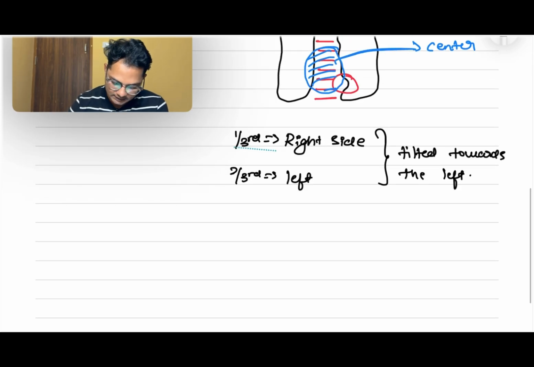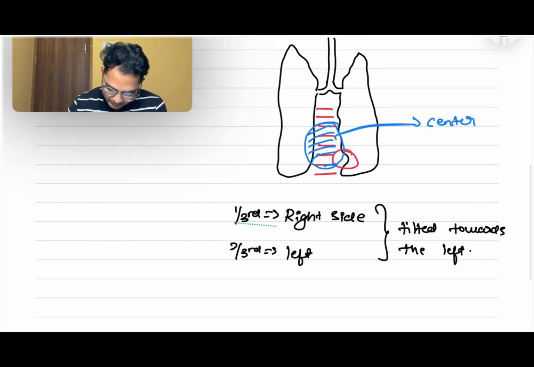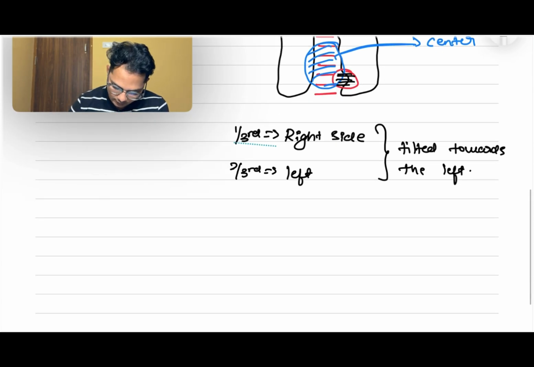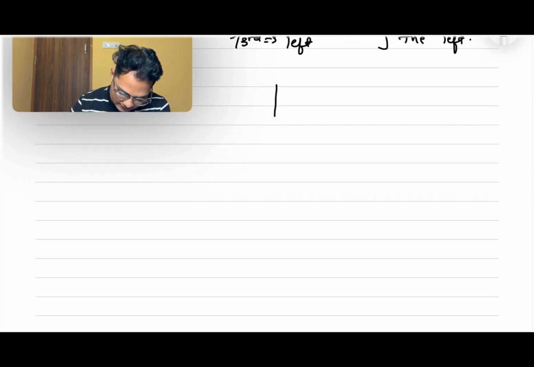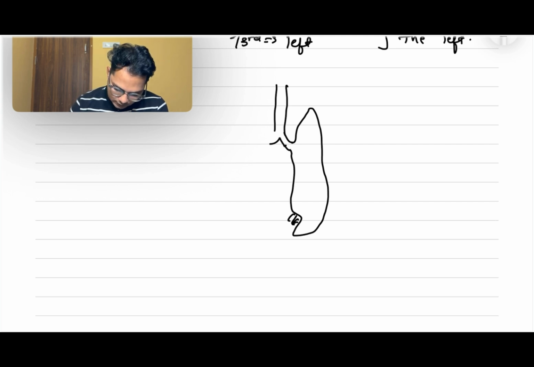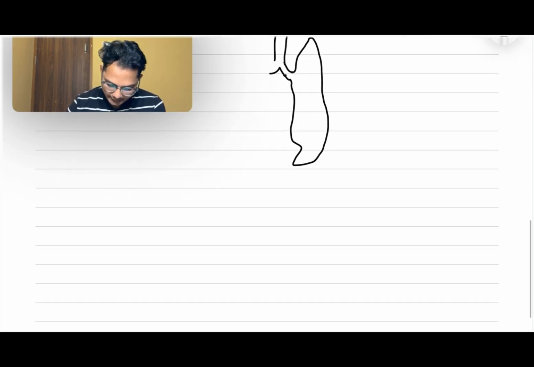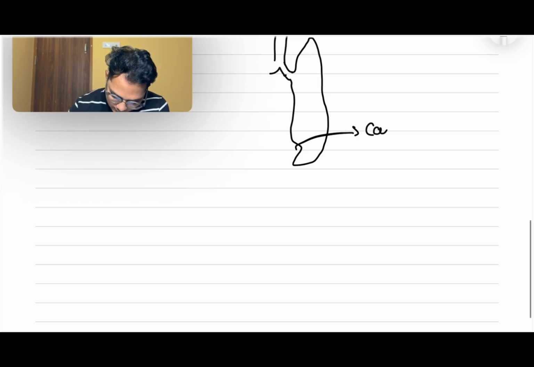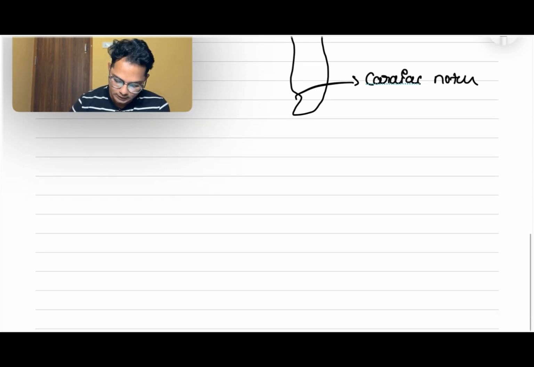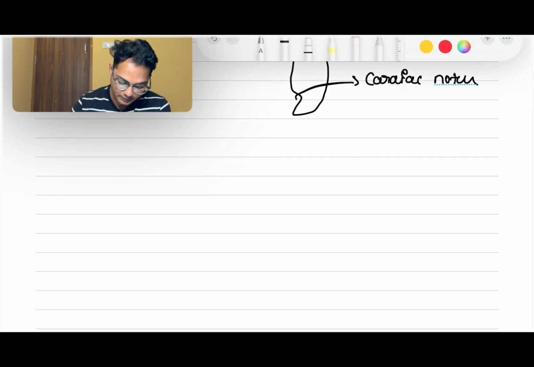Also, this cardiac notch is there. This cardiac notch, this part. Let me draw it once again. This is the lung. I'm just going to draw the left lung. This is the cardiac notch, this one. This is called the cardiac notch.